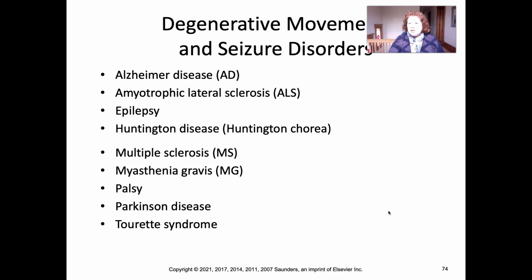Palsy can include just basic tremors. Sometimes in the elderly, they just have tremors, and that's a type of basic palsy, where something with the nervous system is just not working the way it's supposed to be, or the way it's perceived to be as normal.